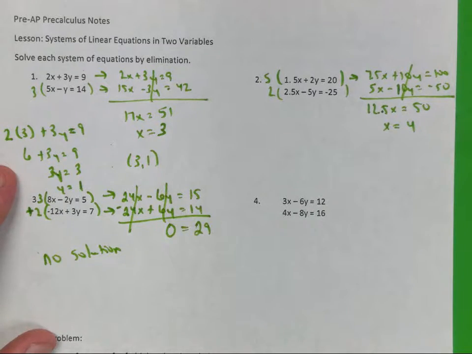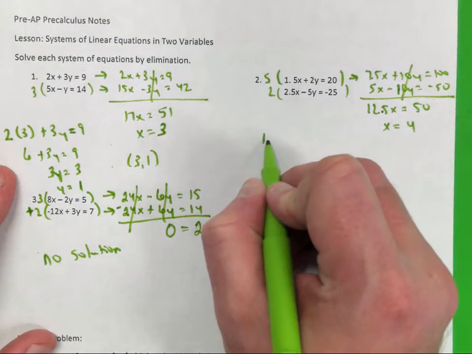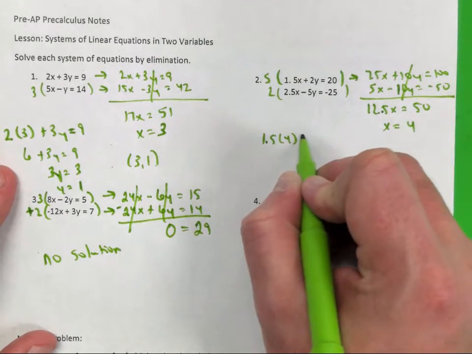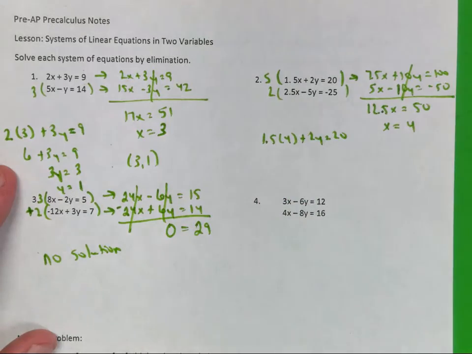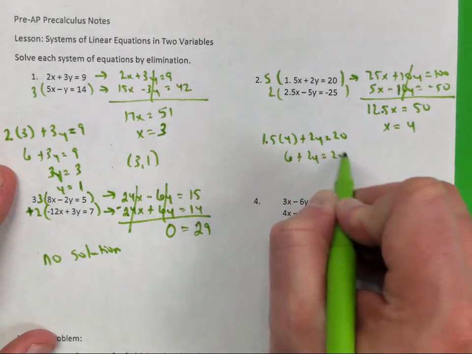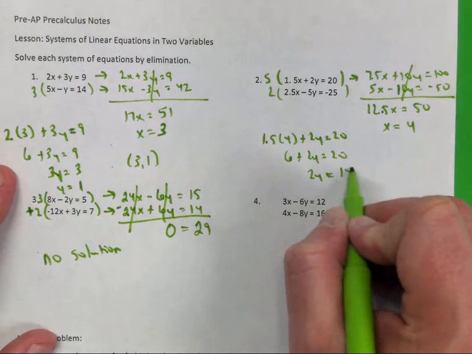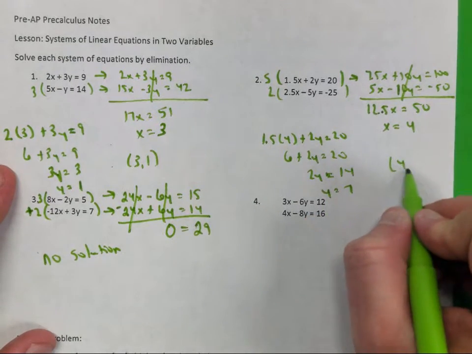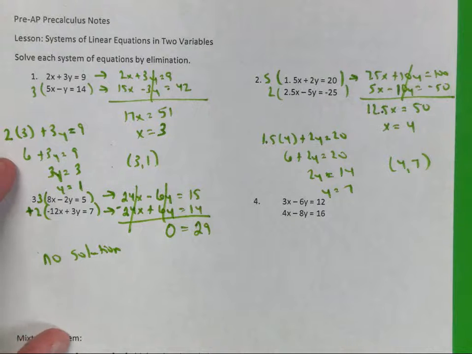So I'm going to go back to one of my originals. I'm going to choose the top one. X is equal to 4, so I'm going to put 1.5 times 4. Make sure that you write your answers as ordered pairs, because that's the point of intersection. So your point will be 4, 7 there.